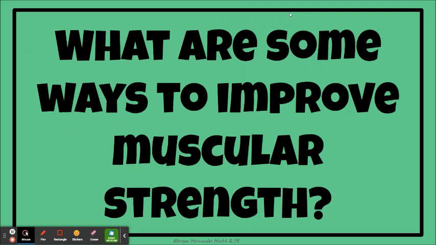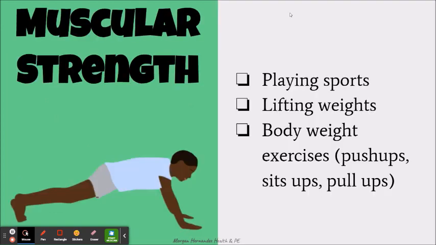What are some ways to improve muscular strength? Now, muscular strength can be improved by playing sports, lifting weights, obviously carrying something heavy for a short period of time, and body weight exercises like push-ups, sit-ups, or pull-ups. Whenever you're doing these exercises, you're carrying your entire body weight for a short period of time.